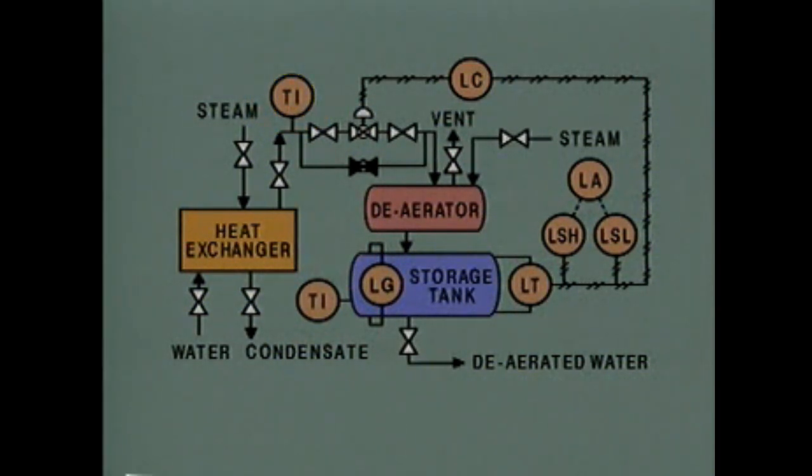Next, the water flows through an arrangement of valves. This particular valve is called a level control valve. It's called a level control valve because its purpose is to control the level in the storage tank. From the valve arrangement, the water enters the deaerator. Steam is supplied to the deaerator through a gate valve. In the deaerator, the steam strips dissolved gases from the water. The steam and gases leave through this vent line. And deaerated water flows out of the deaerator to the storage tank.